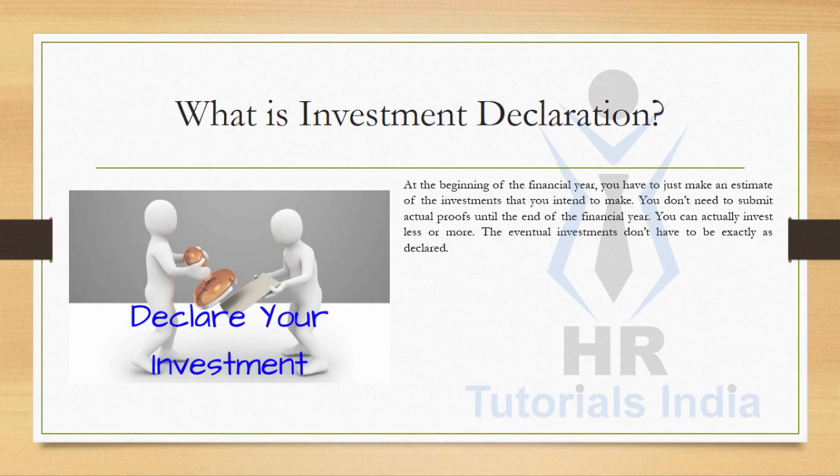At the beginning of the financial year, you have to just make an estimate of the investment that you intend to make. You don't need to submit actual proofs until the end of the financial year. You can actually invest less or more. The eventual investments don't have to be exactly as declared.